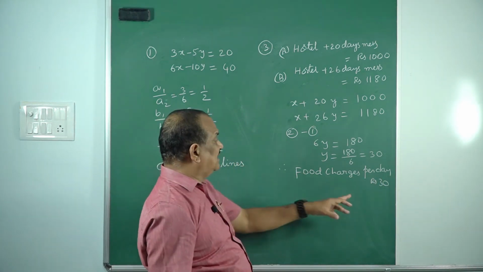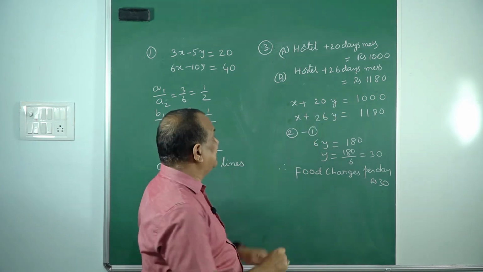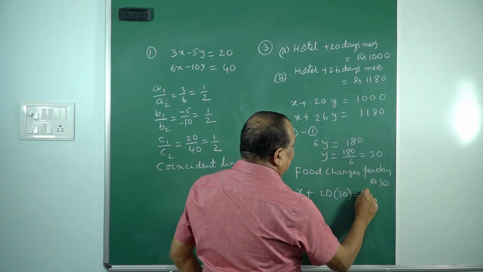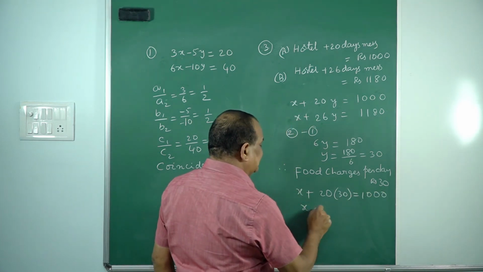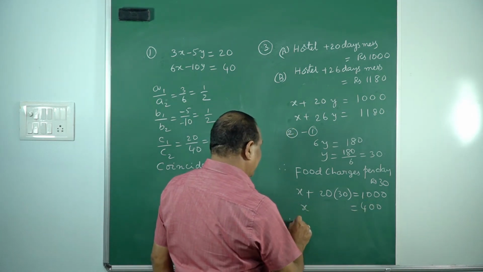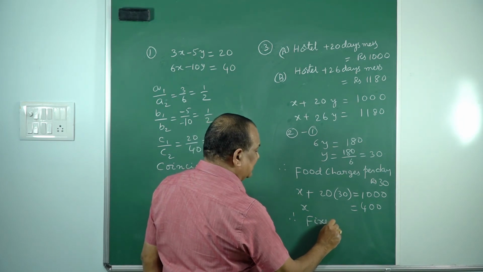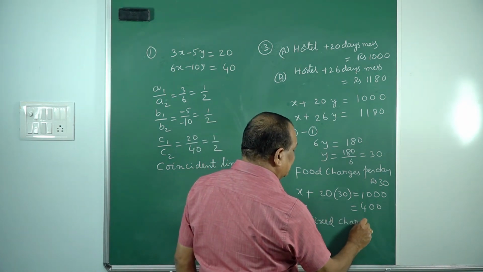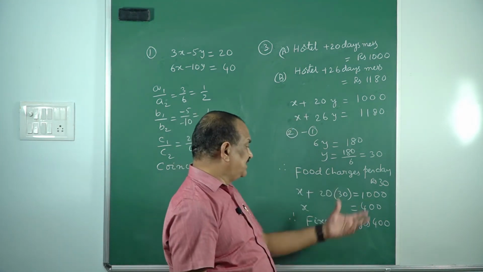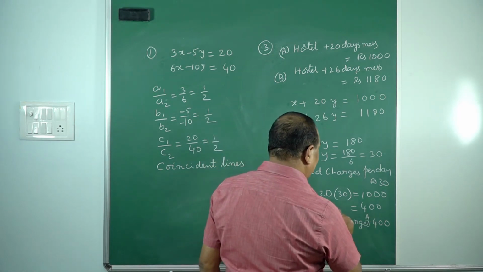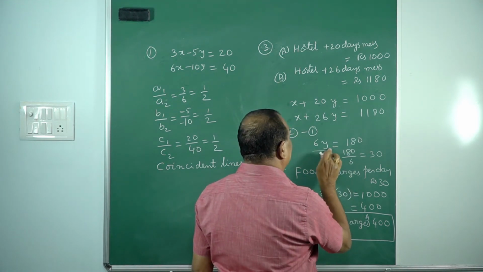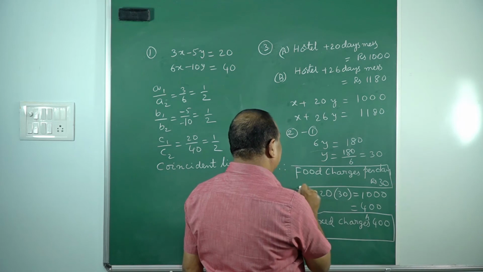You have to find X also. This 30 we can substitute in place of Y, and X plus 20 times 30 is equal to 1000. And X is equal to 400 because this is 600, and 1000 minus 600 is 400. And therefore, fixed charges are 400 for staying in the hostel, and food charges per day are 30 rupees. There are two answers here: this is one answer and this is another one, of course.